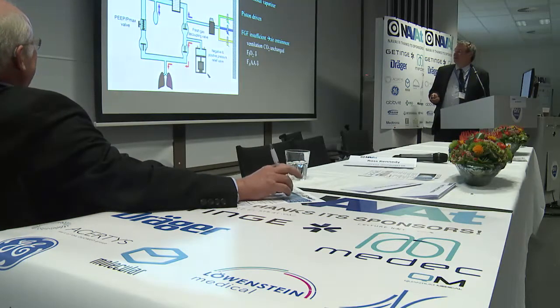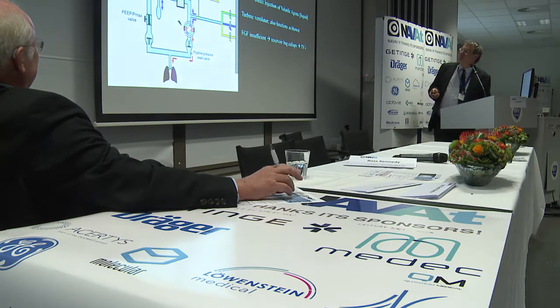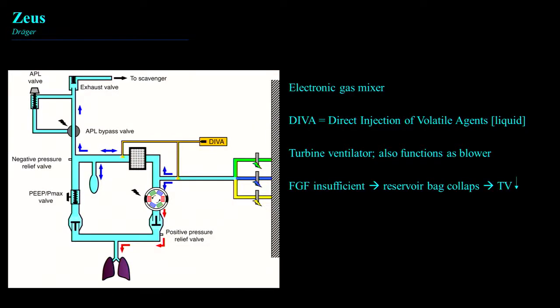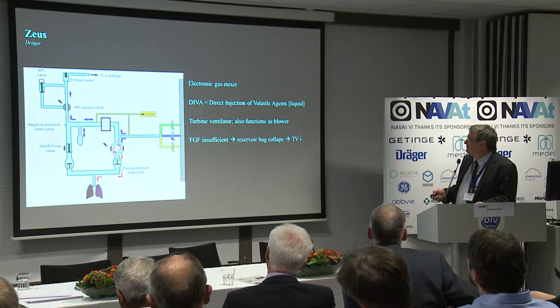Okay, so now let's move to the Zeus. The Zeus is an electronic gas mixture. It uses direct injection of the liquid, and since we're using conventional delivery, it's going to be injected here. This is the turbine that is basically the ventilator, with also functions of a blower.